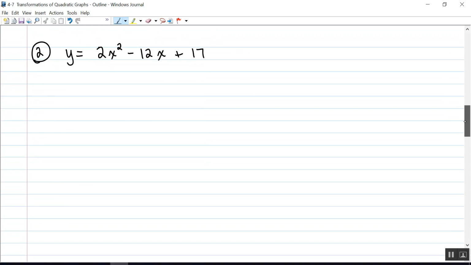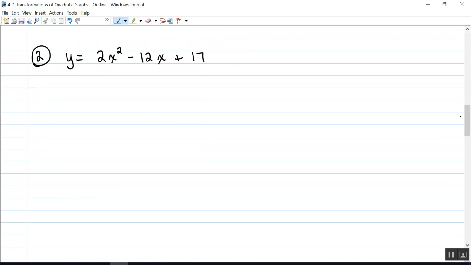Let's take a look at this one here. y equals 2x squared minus 12x plus 17. Now this is a little tricky. I'm going to take my quadratic term and my linear term and complete the square, but remember a can't be greater than 1 inside. So I'm going to put the 2 outside the parentheses, and factor a 2 out of my first two terms. That's going to give me x squared minus 6x, and then plus 17.